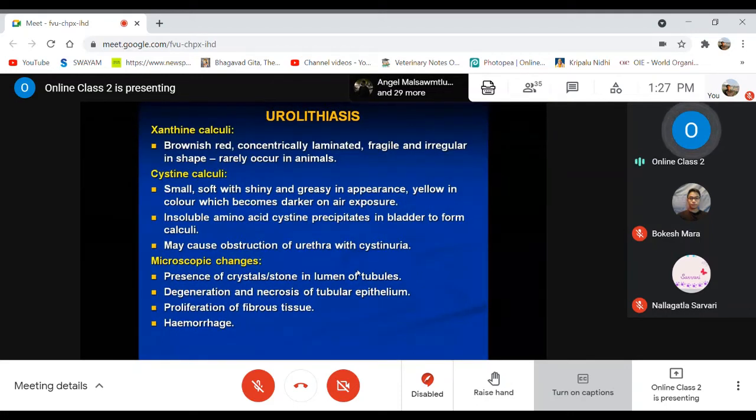And cystine calculi are usually very small, soft, shiny and greasy in appearance, maybe yellow in color, and they become darker when exposed to air. The insoluble amino acid cystine precipitates in the bladder to form this type of calculi. It may cause obstruction of the urethra, with cystinuria, the presence of cystine in the urine.